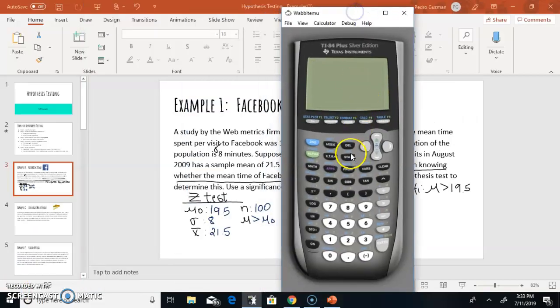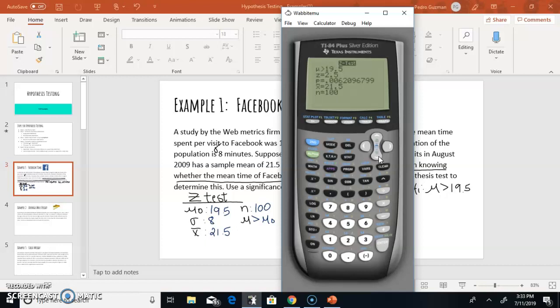So in the calculator, I'm going to hit stat. I'm going to go over to test. I'm going to choose number 1, z-test. They've given me statistics, so I choose stats. Mu0 we said was 19.5. Sigma is 8. X bar is 21.5. N is 100. Then for our alternate, we make sure we choose greater than. And then we choose calculate.